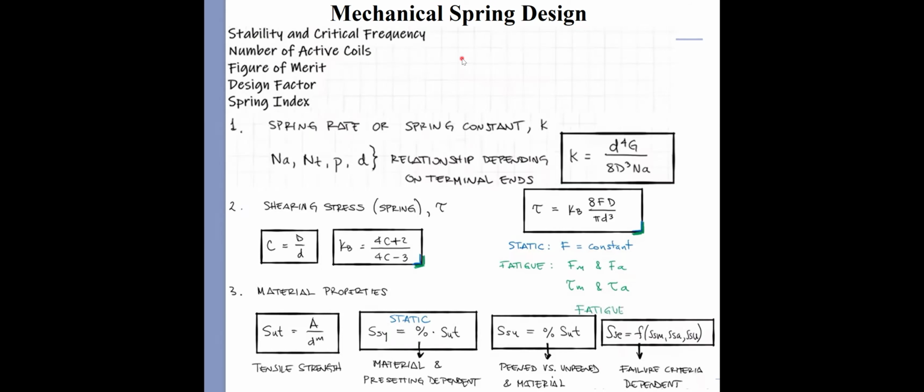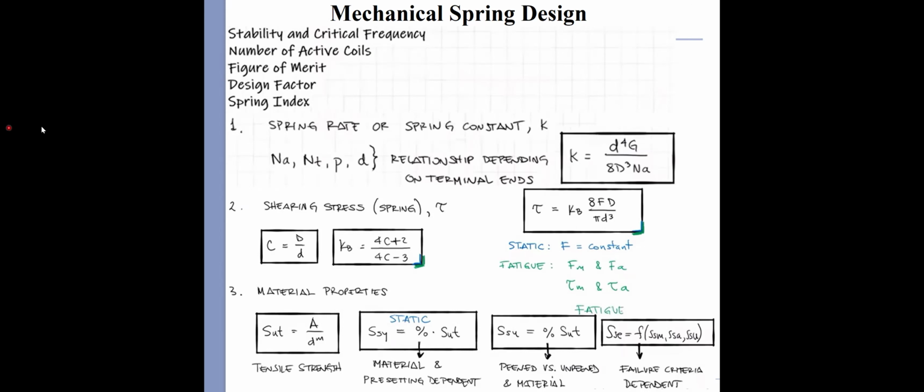Let's discuss the criteria for designing a mechanical spring, especially a compressive spring. We have to take into account the stability and critical frequency, the number of active coils, the Z vector, the spring index, and so on. Those are the things we have to take into account when designing a mechanical spring.